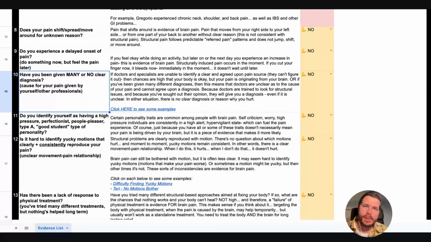Question number 10, have you been given many different diagnoses or no clear diagnosis? How is it possible you can be told you have everything wrong with you and still nobody can figure it out? Or how is it possible you've gotten all these scans and all these things and nobody can agree upon it? It's possible your symptoms are more centrally driven by the mind. There's a reason they can't agree upon it. So you would have to answer yes.